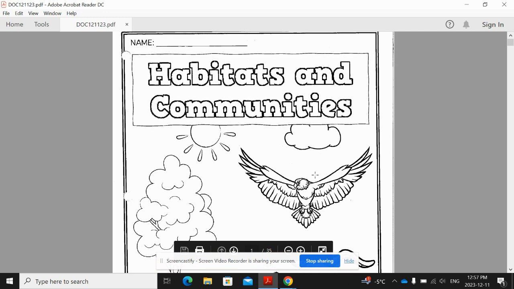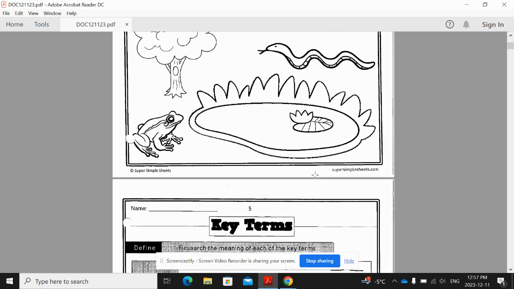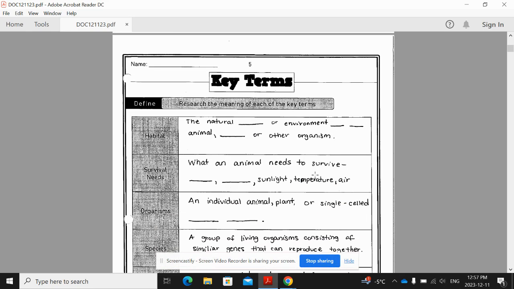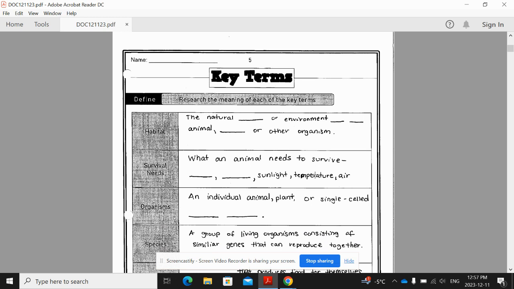Hello, we are going to be going through our Habitats and Communities booklet. This is our cover page that you will be decorating. And before this page, there will be a QR code that will have the link that you can use on your iPad to access this meeting. It'll be on my teaching YouTube channel.